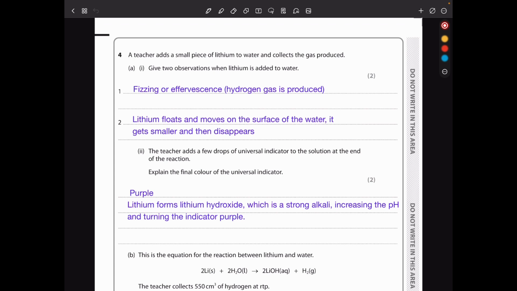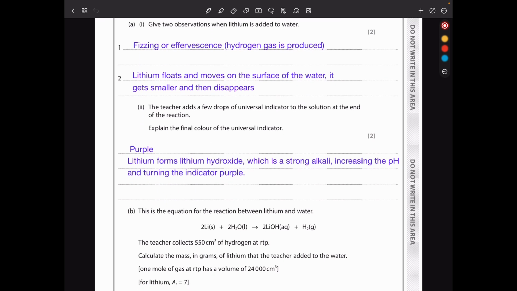In question 4, a teacher adds a small piece of lithium to water and collects the gas produced. Give 2 observations when lithium is added to water. There is going to be fizzing as hydrogen gas is produced due to the reaction between water and lithium. Also, the lithium is going to float because its density is less than the density of water, so it's going to float and move on the surface of the water. It will get smaller, and finally it will disappear after it has completely reacted with the water.